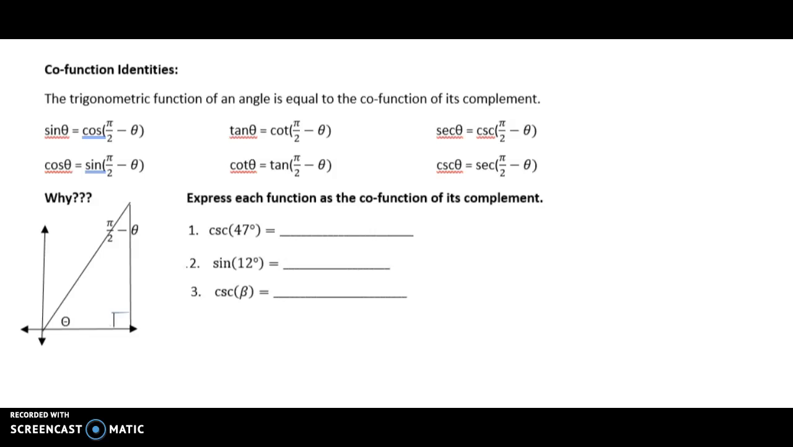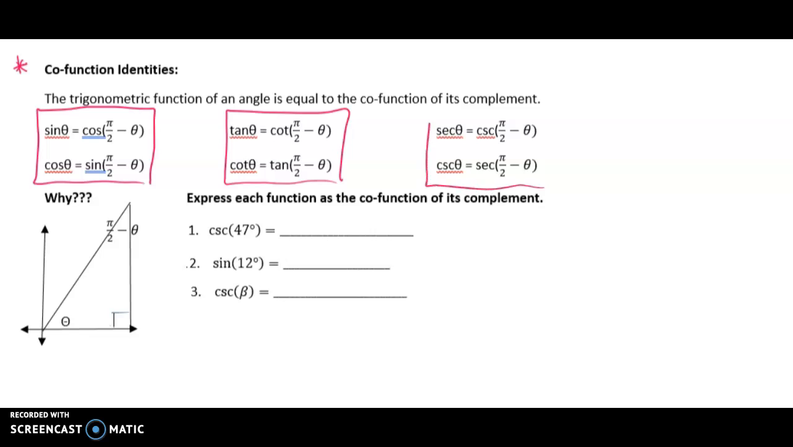Hi students, today we're going to discuss co-function identities. We always wondered how sine and cosine go together, and tangent and cotangent go together, secant and cosecant go together. These are called co-functions, and I'm going to show you why we call them co-functions.